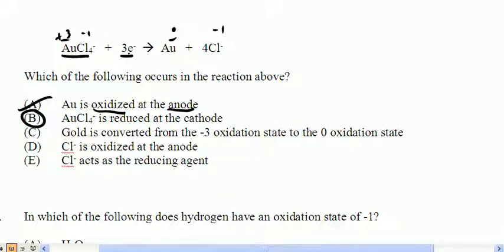This is reduced because it gains electrons, and reduction does happen at the cathode. Let's go through and make sure we understand everything else.